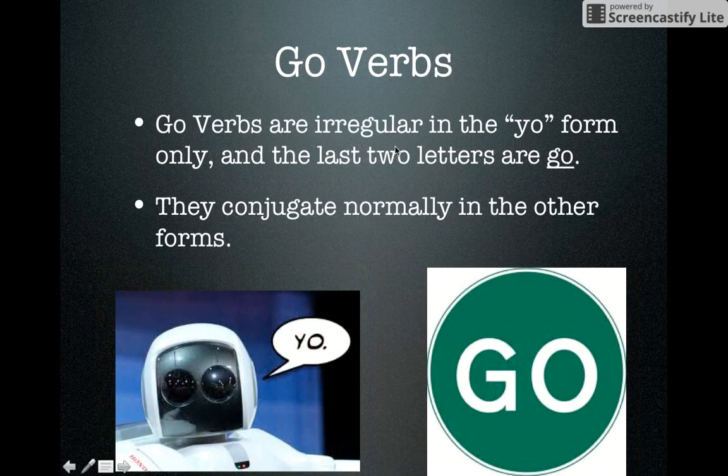Go verbs are irregular in the yo form. So the last two letters will always end in go, hence the name go verbs. And then the rest of the verb, you just conjugate it normally. So second, third person singular and first person plural and third person plural will be the same as always.